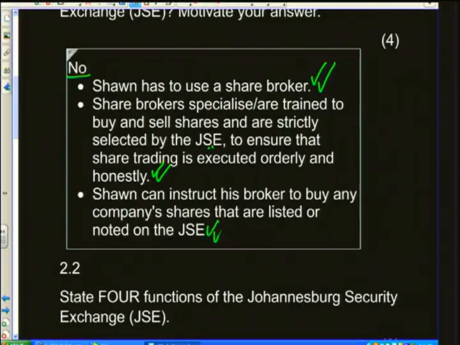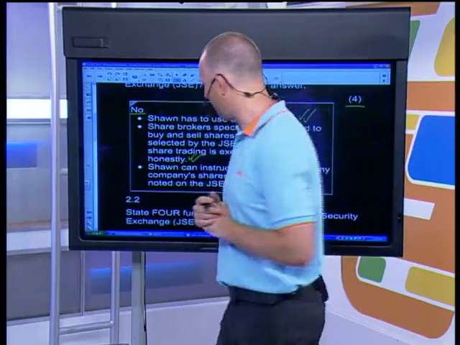Then Sean can instruct his broker to buy any company shares that are listed on the JSE. So you would have been given a maximum of 4 marks here, and it was 2 marks per point. So try and use your time wisely, right? You're already up against it. You've got 180 minutes to write a 300-mark exam. So make sure that you use your time effectively. Don't waste time answering questions that are going to cost you in the long run.